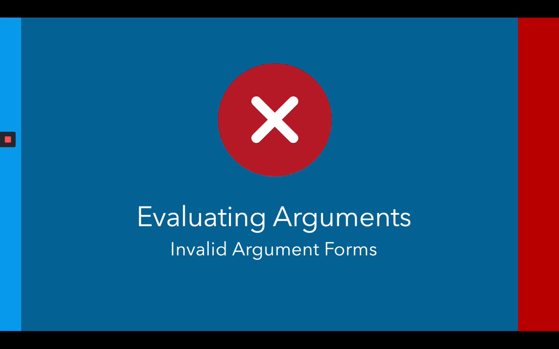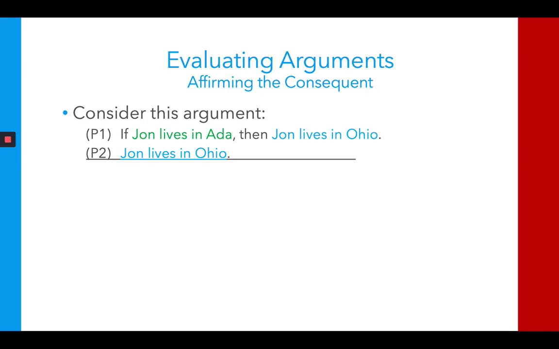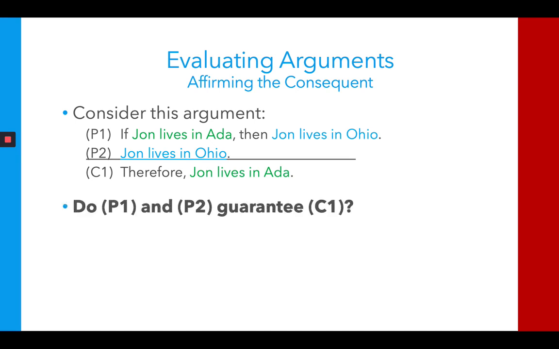All right, evaluating argument forms, now we're going to look at some invalid forms. Consider this argument. If John lives in Ada, then John lives in Ohio. John lives in Ohio. What is it tempting to infer? It's tempting to infer that John lives in Ada. But do these premises guarantee the conclusion?